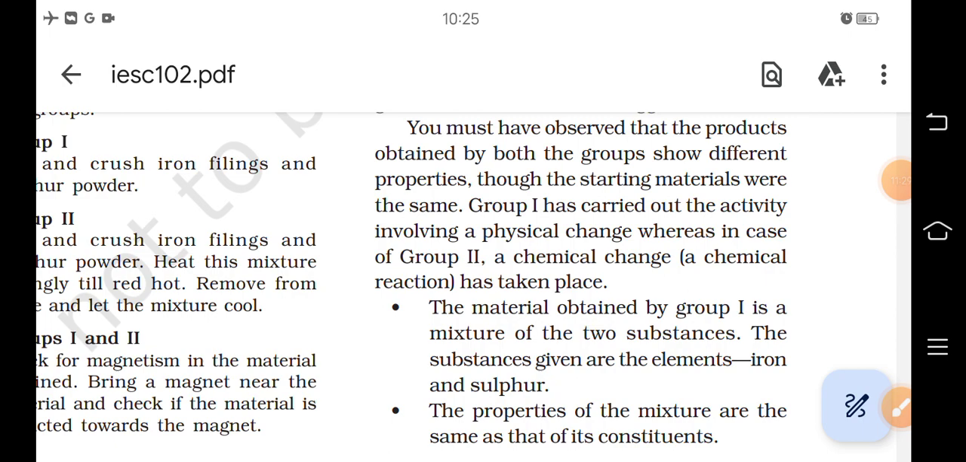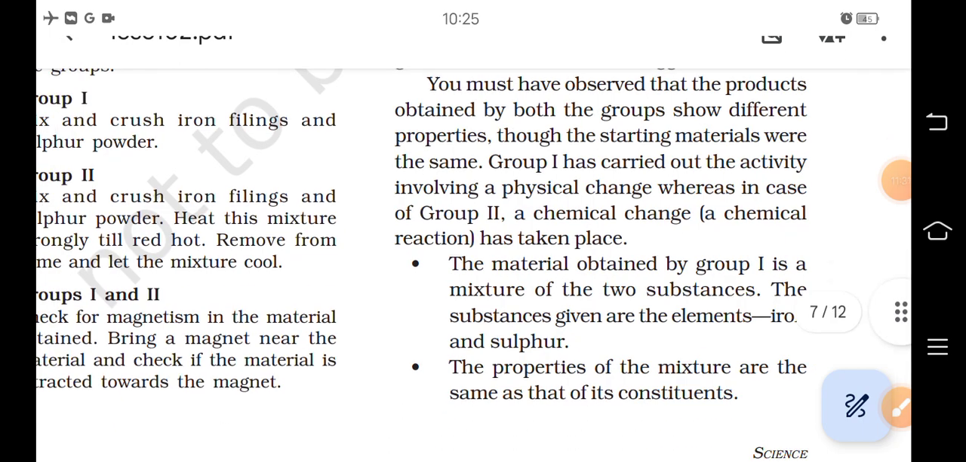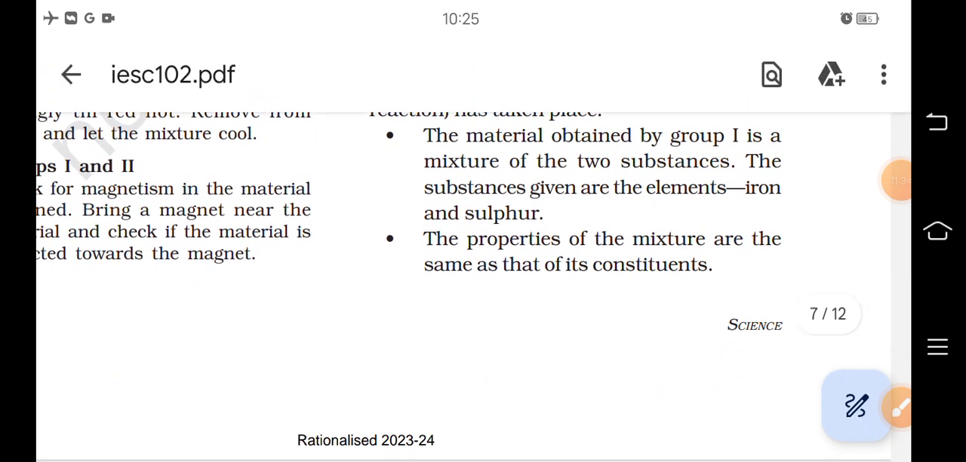The material obtained by group first is a mixture of two substances. The substances given are the elements iron and sulfur. The properties of the mixture are the same as that of its constituents.